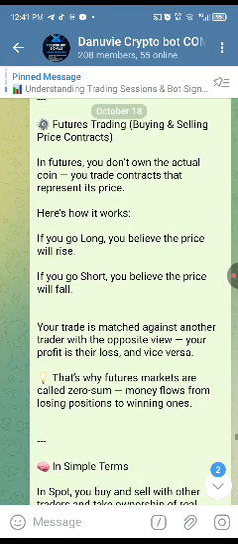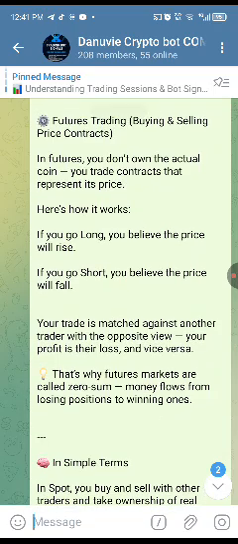So the next one we'll go to now is futures trading. As you can see, in brackets, we have buying and selling price contracts. Now, futures trading is quite different from spot trading. In spot trading, we said we are buying the digital assets. But in futures trading, we are not buying the digital assets. What we are buying now is a price contract. And if you are someone that is familiar with this, they will call it perpetual futures contract.